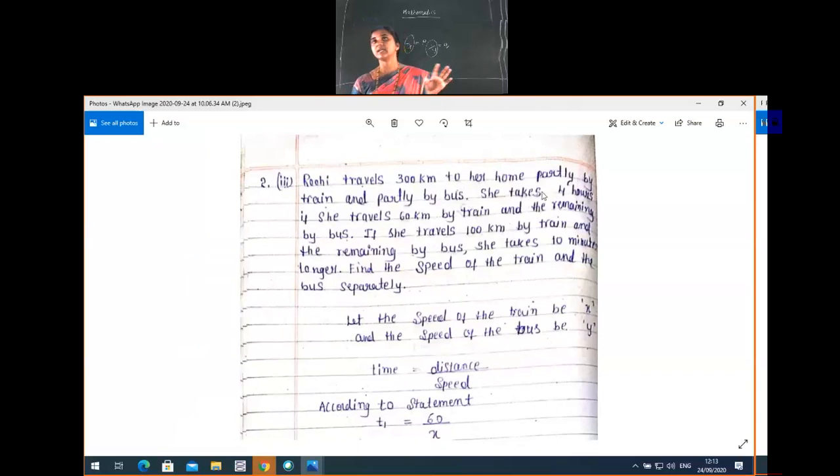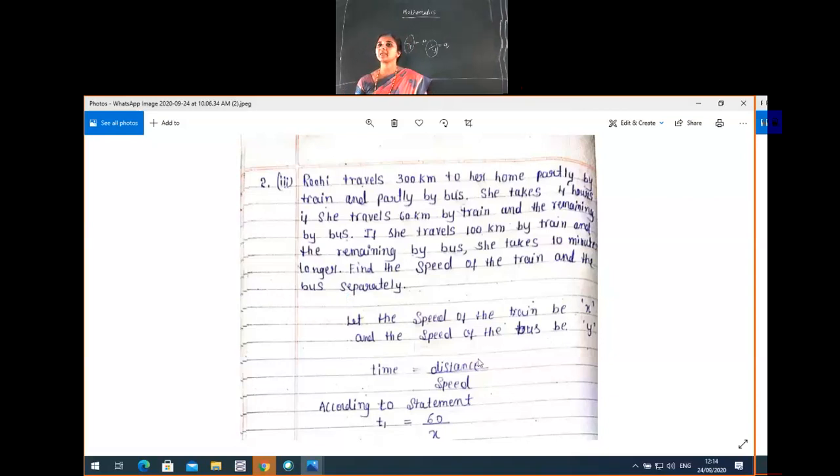In the first situation she takes 4 hours, and in the second situation she takes 10 minutes extra, in the sense 4 hours 10 minutes. Okay. For the second condition, the timing is 4 hours 10 minutes. What we have to find in this question? Find the speed of the train and the bus separately.